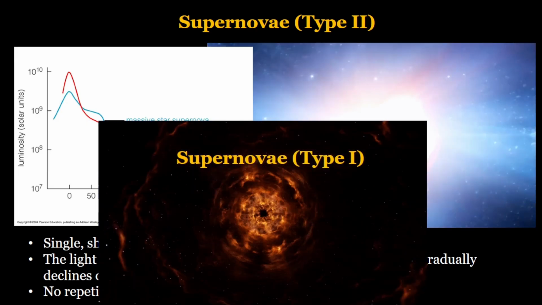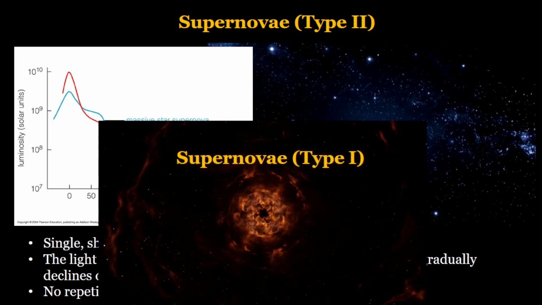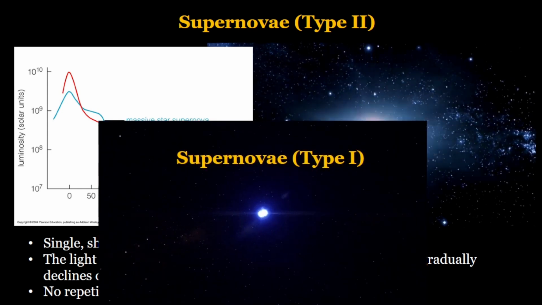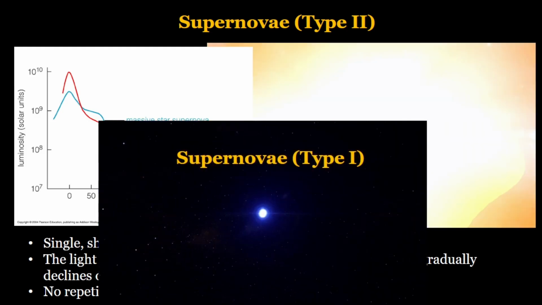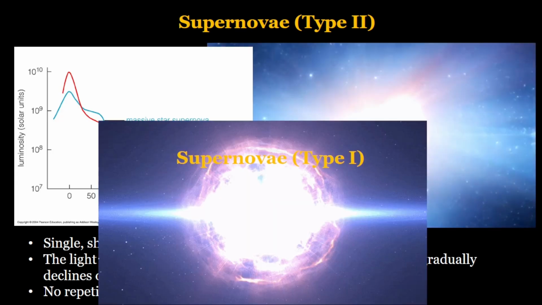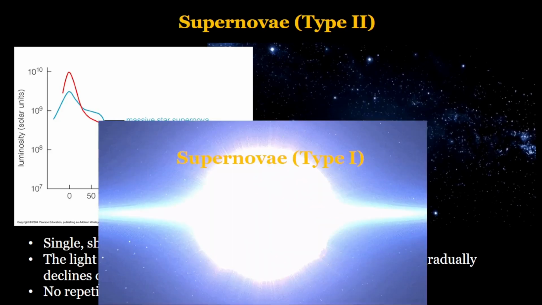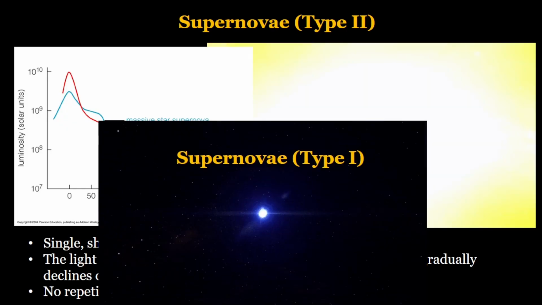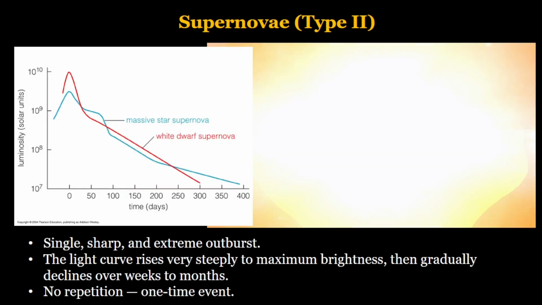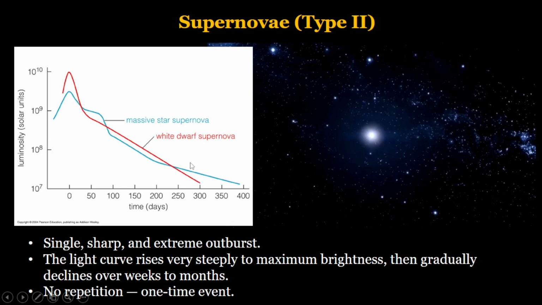Then we have type 1 supernovae. These are supernovae from binary systems. In a binary system, one star accretes matter from the other, and when it surpasses the Chandrasekhar limit, it explodes and destroys the system. So we call that a type 1 supernova. And here's the light curve of such, the red light curve. They usually come from a white dwarf accreting matter.